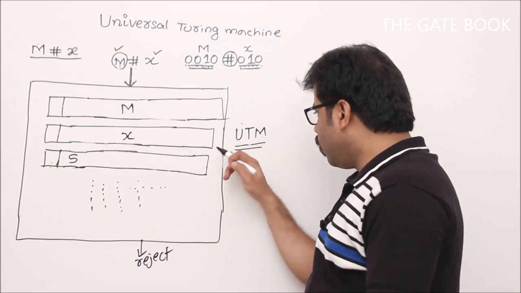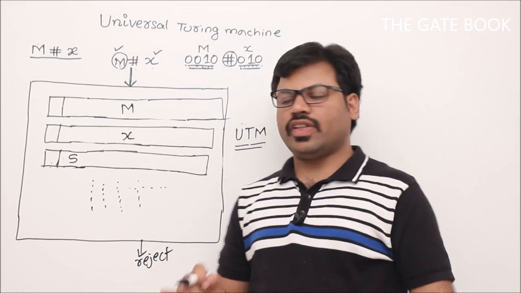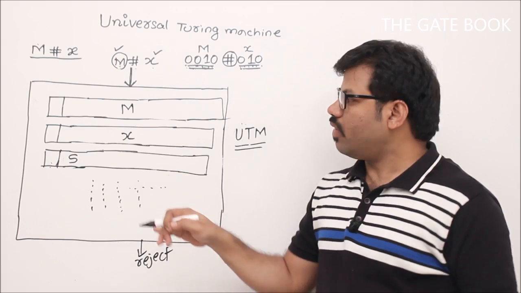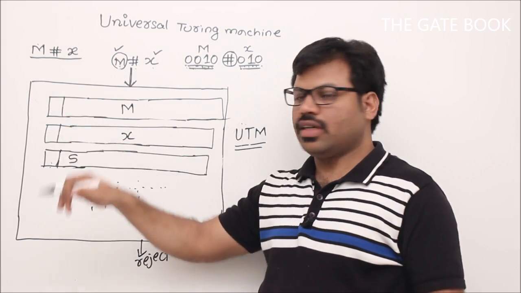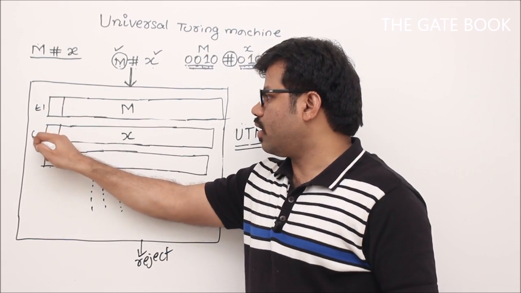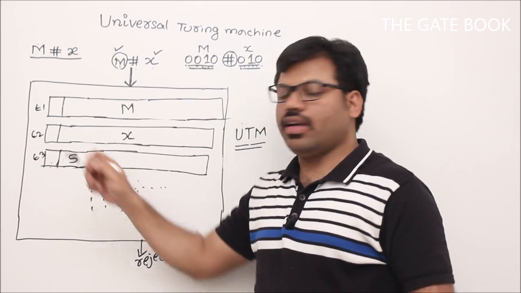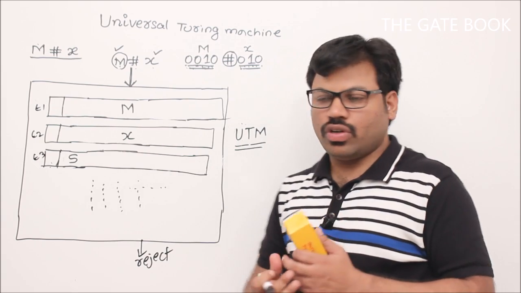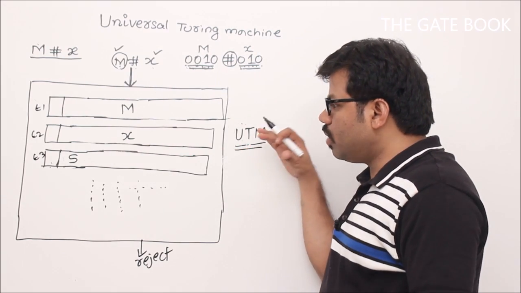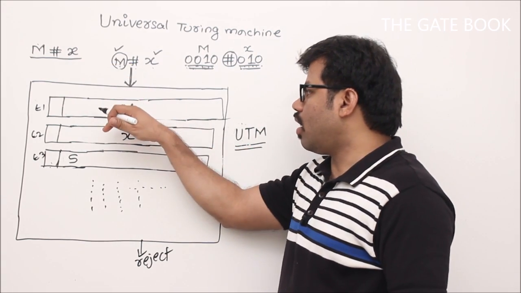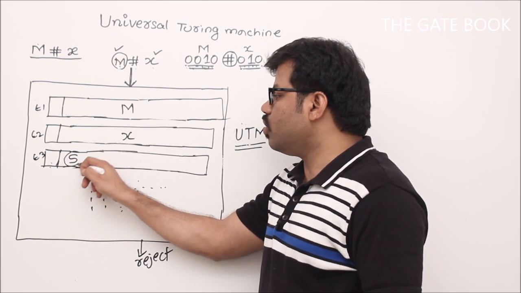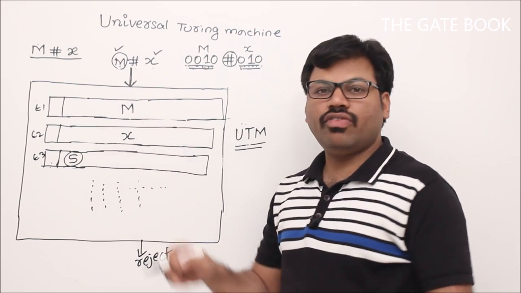So yes, your universal Turing machine will have a code such a way that input will be copied into multiple tapes. Otherwise, assume that these are all multiple tracks: track 1, track 2, track 3. For that you need a very lengthy code, I know, right? But that's why understand the meaning of the code. Your universal Turing machine's code will be such a way that your input will be copied here, M will be copied here, X will be copied here, and it will start simulating with the starting state of your Turing machine M.